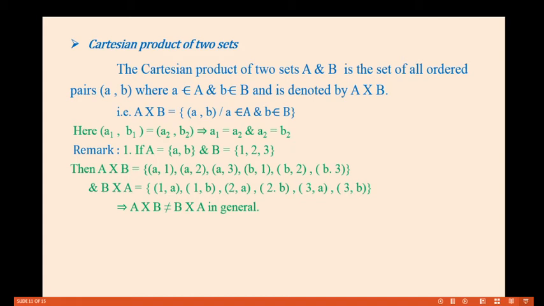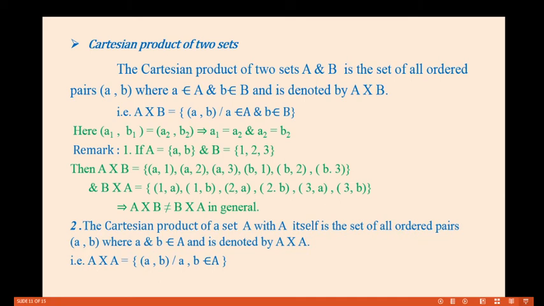In general, A cross B is not equal to B cross A, and this is illustrated with an example: if A is equal to the set containing a and b, and B is equal to the set containing 1, 2, 3, then we have calculated A cross B as well as B cross A. The very first element, the ordered pair (a, 1), is not equal to the ordered pair (1, a) of B cross A. So therefore, in general, A cross B is not equal to B cross A. Now, the Cartesian product of set A with itself is denoted by A cross A, and it is given by the set of all ordered pairs which are elements of A.